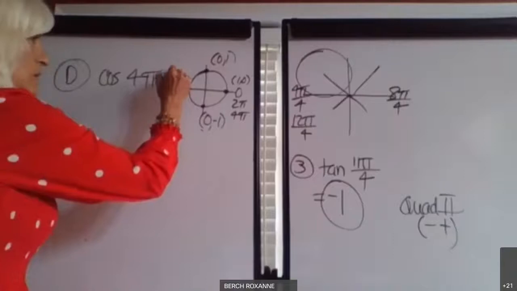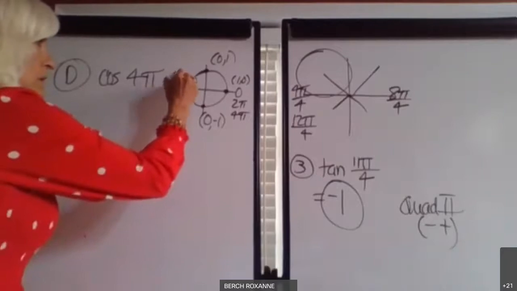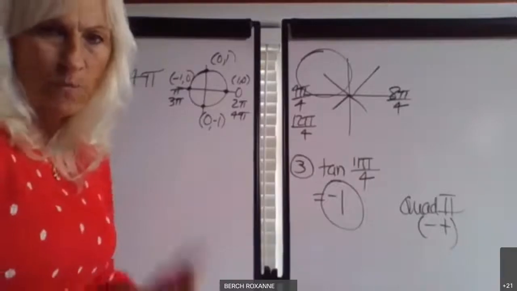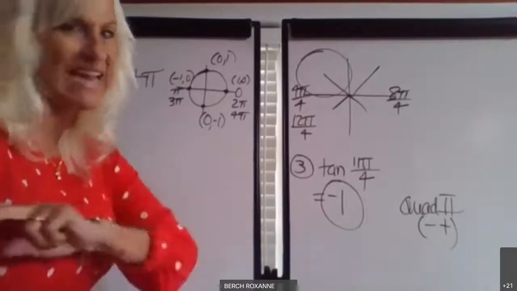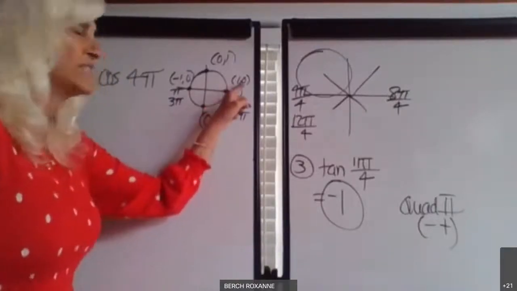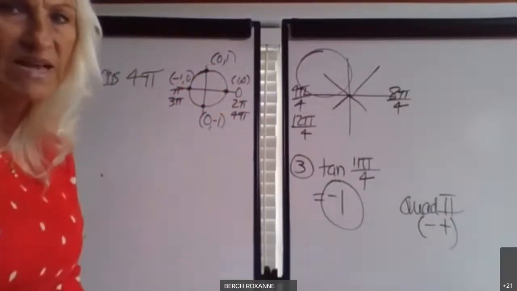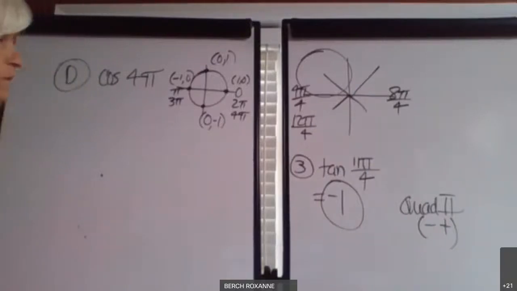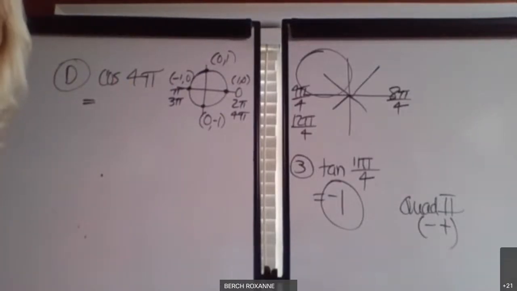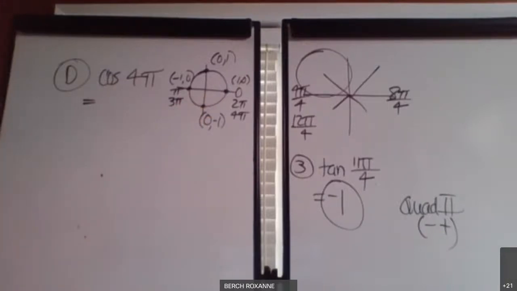And what's that point? Negative 1, 0. And I'm warning you, you screw this up now and you're going to be missing all kinds of problems. So you mess this up now, you're going to be missing everything. So don't mess it up. That's why when I taught this, I told you to say right 1, 0, up 1, left 1, 0, and down 1. All right, so what is the cosine? That's the x value, right? What is the cosine of 4 pi? 1.